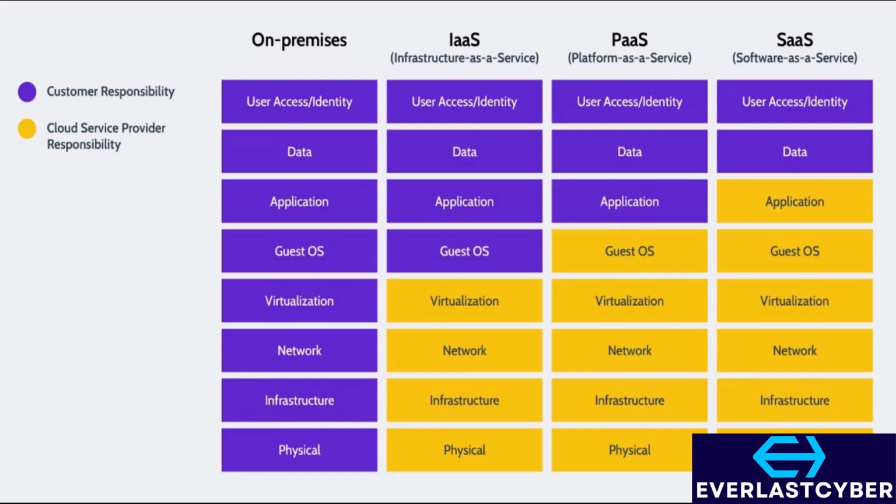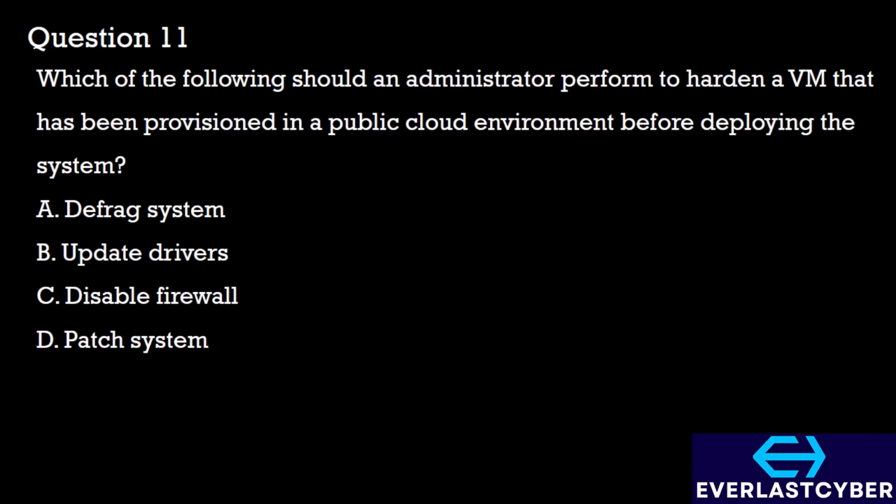For Platform as a Service, the cloud provider manages the infrastructure and platform, while the customer is responsible for managing the applications that they deploy on the platform. Software as a Service, in this model, the cloud service provider has more responsibility, while the customer is only responsible for configuring the application to their needs and managing their user access.